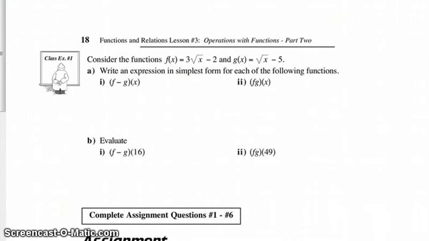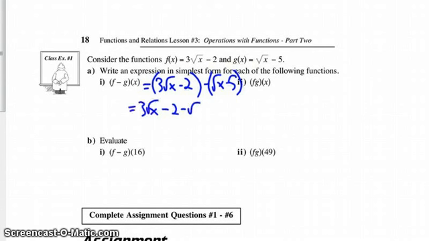So in this one, just kind of reviewing the last two lessons, what is f minus g at x? Well, that's simply subtracting the two functions. So that would be 3 root x minus 2, and subtract the function g at x. You just have to make sure you include the brackets, otherwise we make little distributive property errors. So that means you've got 3 root x minus 2 minus root x and plus 5, and that gives us 2 root x and positive 3.